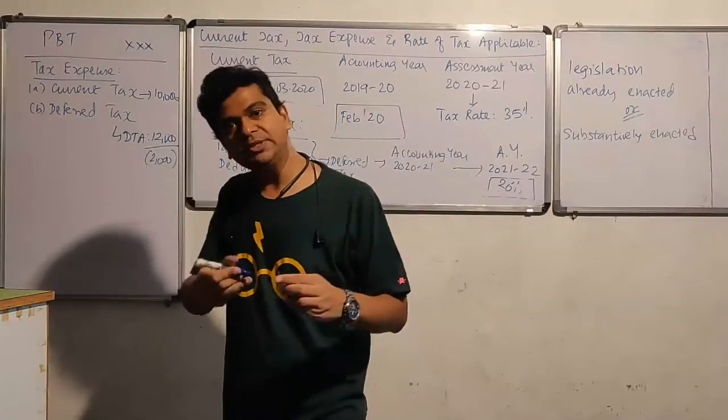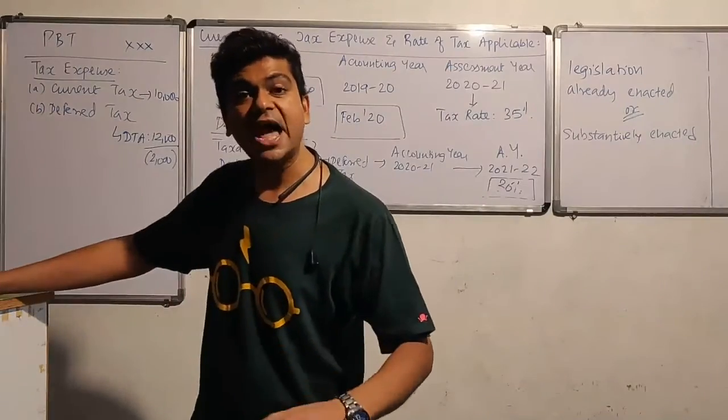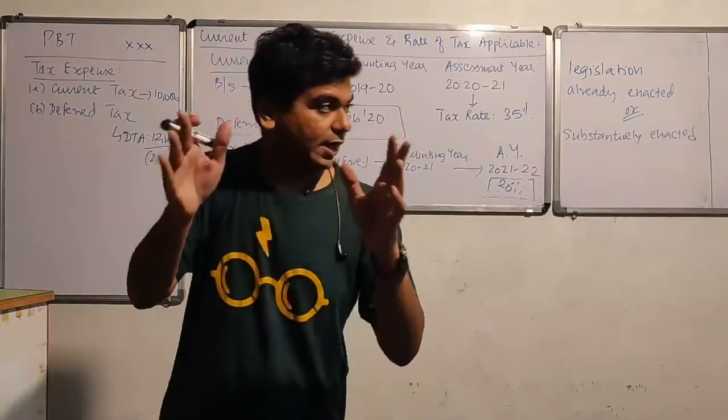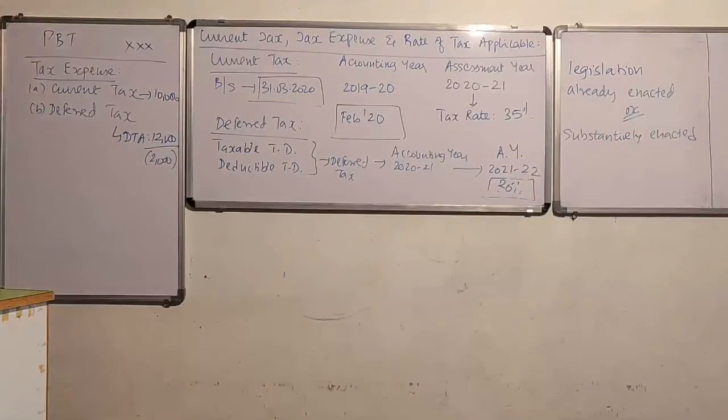If the tax expense is negative, we call it as tax income, or you may even call it as tax savings. And accordingly, it should be reported in the statement of profit and loss.